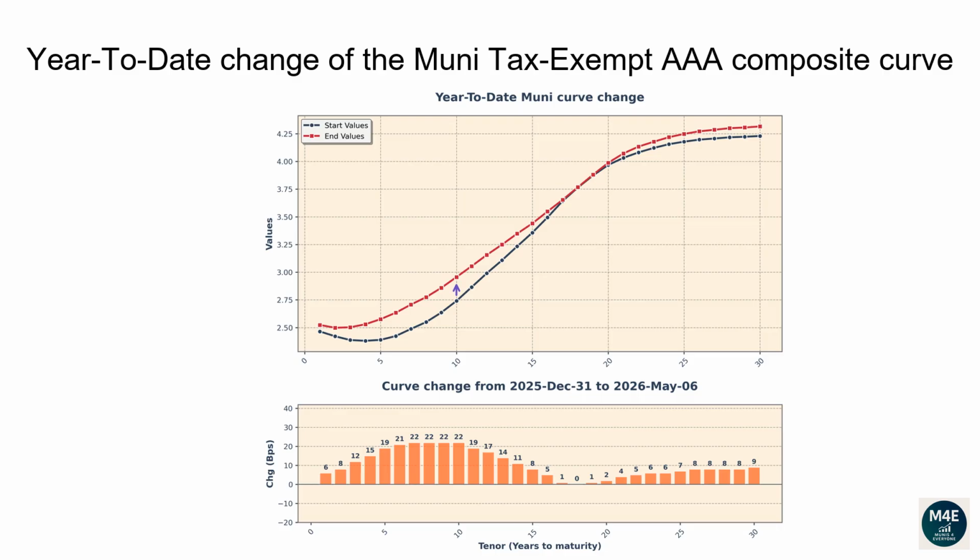The 1-year tenor changed 6 basis points. The 2-year tenor changed 8 basis points. The 5-year tenor changed 19 basis points. The 10-year tenor changed 22 basis points. The 20-year tenor changed 2 basis points. The 30-year tenor changed 9 basis points.